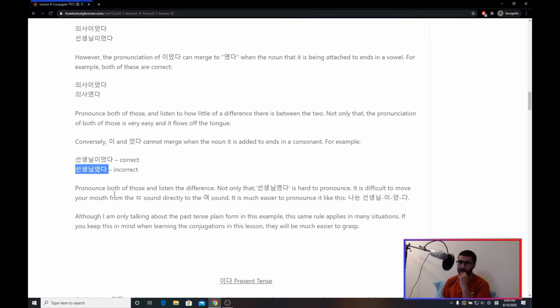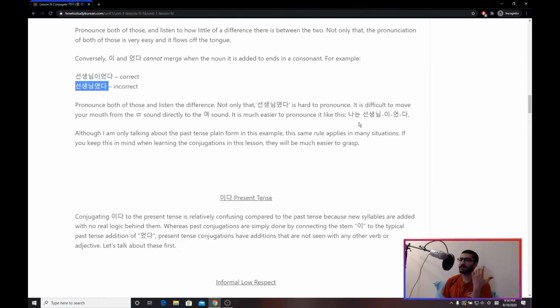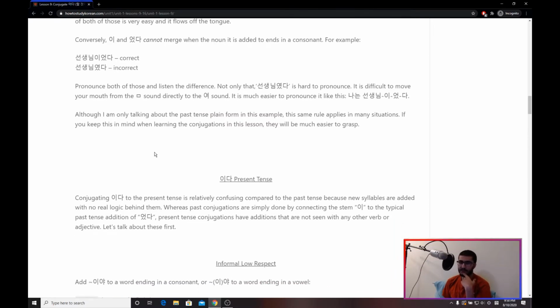So pronounce both of those and listen to the difference. Not only is 선생님였다 hard to pronounce, it's difficult to move your mouth from the ㅁ sound straight directly to the 여 sound. It's much easier to pronounce it like 나는 선생님이었다, which is true. I think the whole reason they put this is just because it makes it easier to pronounce. Although I'm only talking about the past tense plain form, the same rule applies in many situations.